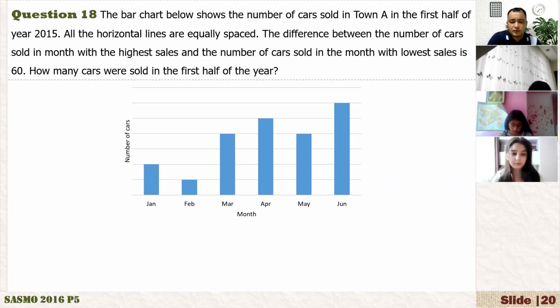All the horizontal lines are equal in space. The difference between the number of cars sold in the month with the highest sales and the number of cars sold in the month with the lowest sales is 60. Which one is the highest? Highest is June, right? And the lowest is February, right? So the difference is 60. How many cars were sold in the first half of the year?